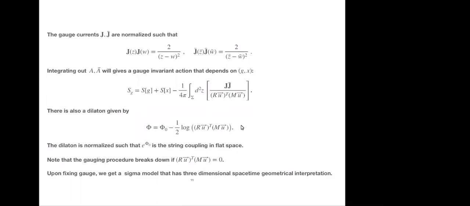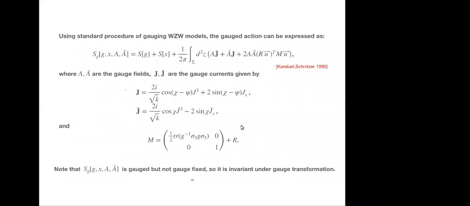Sorry, can I just go back to the previous slide? Here the claim is that every chi and psi is a distinct theory. There is no other duality or anything which relates them?